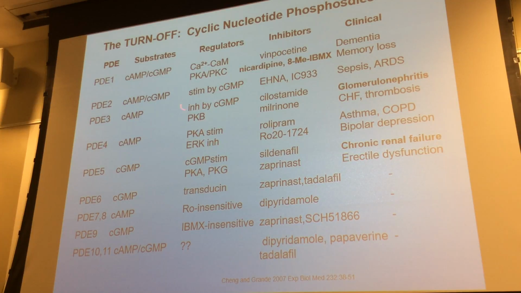PDE2 has a regulation in that it can be stimulated by cyclic GMP, even though it can use either cyclic AMP or cyclic GMP as a substrate. And it's used for some cell types. PDE3 is only going to be recognizing cyclic AMP as a substrate. And it's inhibited by cyclic GMP as a regulator. PDE4 is a very popular one, with cyclic AMP as its only substrate.